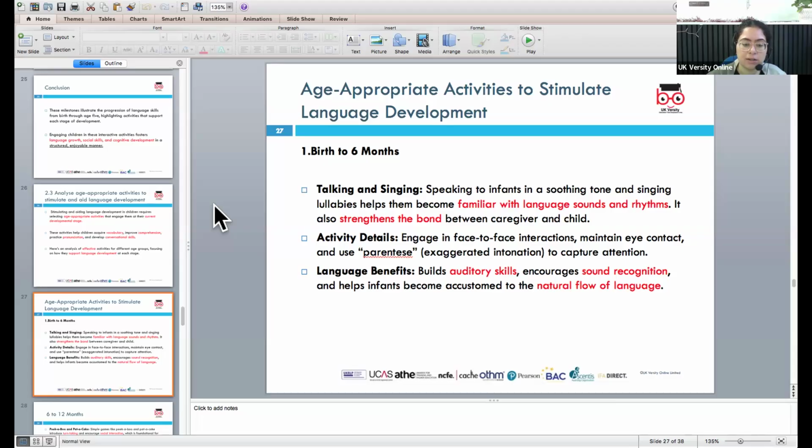So activity details can be like engaging in face-to-face interactions, maintaining eye contact, and using parentese, which is exaggerated intonation, what we discussed last time in the last class. It can help capture their attention. So language benefits: it helps build auditory skills, encourages sound recognition, and helps infants become accustomed to the natural flow of language.